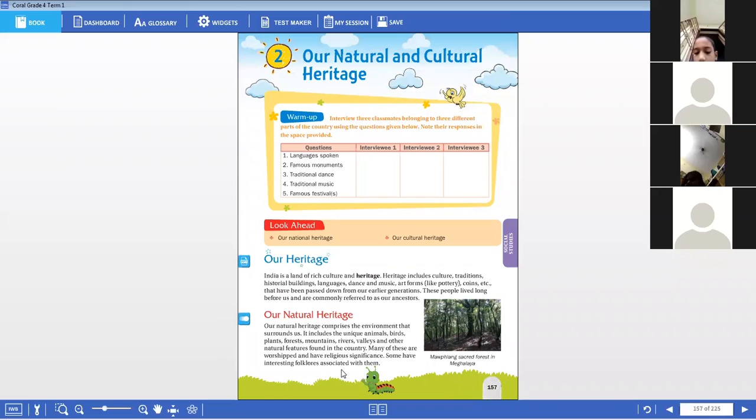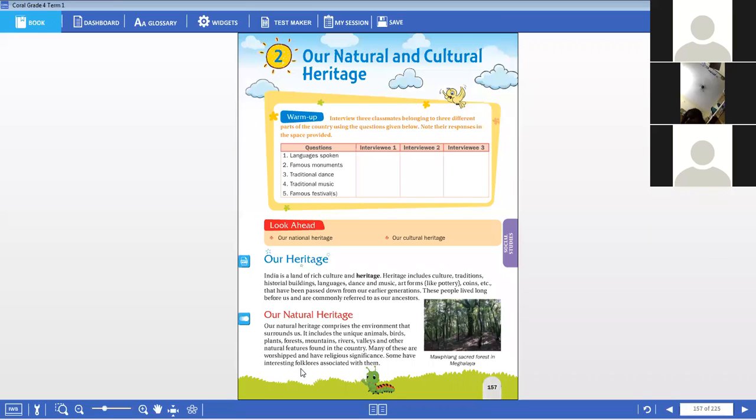Some of them, children, are worshipped. Worshipped in the sense, let me give you an example. For example, a plant, a tulsi plant. I'm just saying an example, children. I'm taking an aspect of a plant. The tulsi plant is worshipped. Worshipped means we pray to it, or we think it is a god and we pray to it, and it has a religious significance.